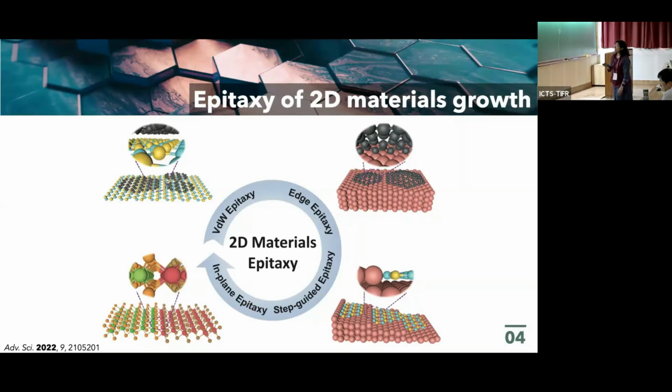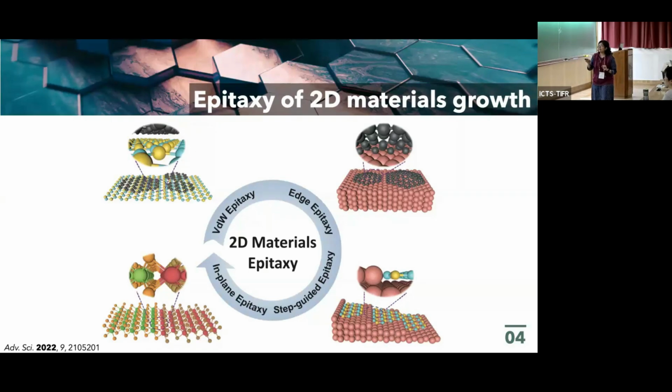Then you have step guided epitaxy. In many metal surfaces or many crystalline substrates, you see that there are these terraces. These terraces act as points where the 2D material starts attaching, and from there, depending upon the symmetry of the substrate, you will start seeing the growth of the 2D material. So this is what is called step guided epitaxy.